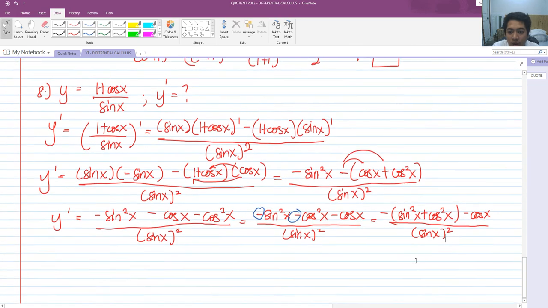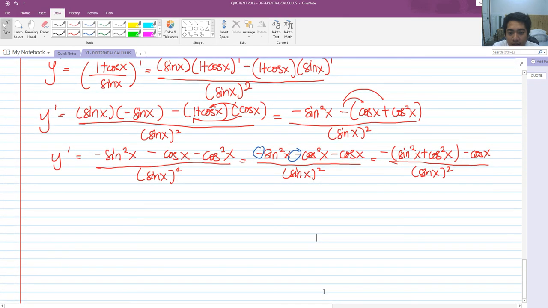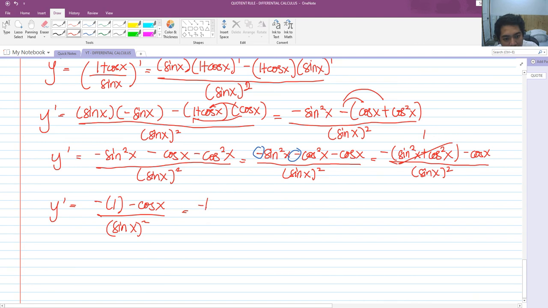So as you can see a while ago, we have an identity that whenever we have sine squared plus cosine squared x, this is simply equal to 1. Okay, so that would be y prime. We have negative of 1 minus cosine of x all over sine of x squared. Or simply, that would be negative 1 minus cosine of x all over sine of x squared.